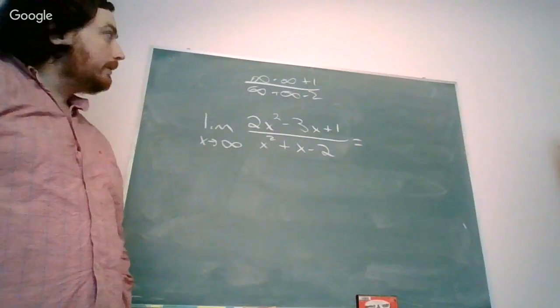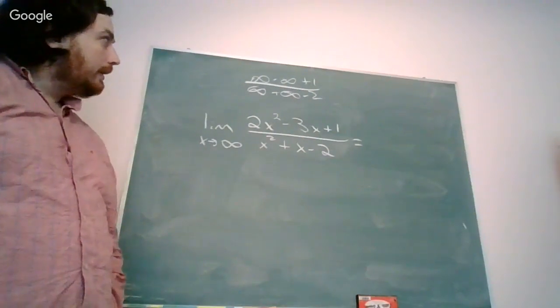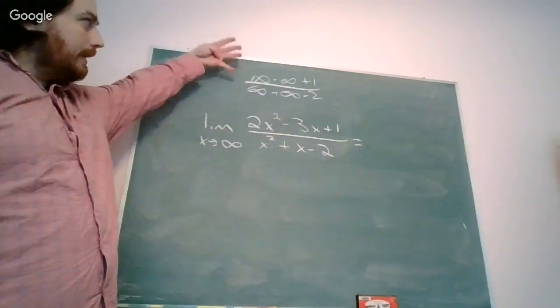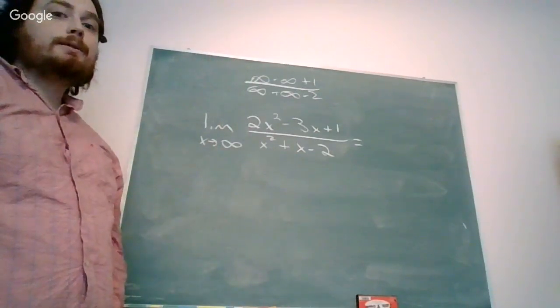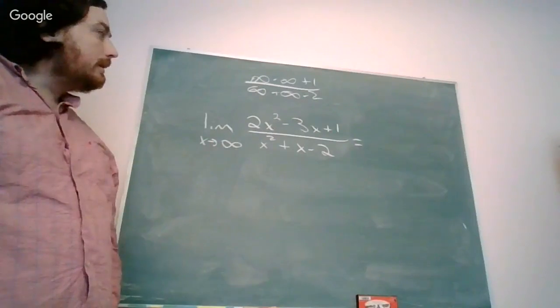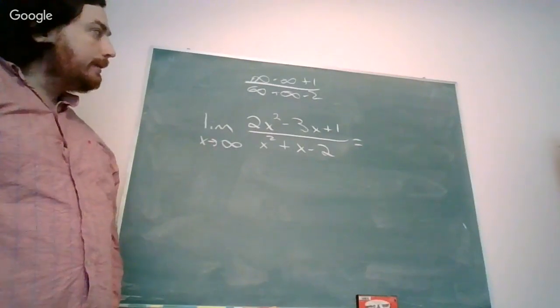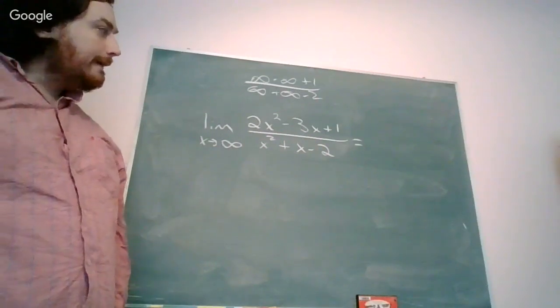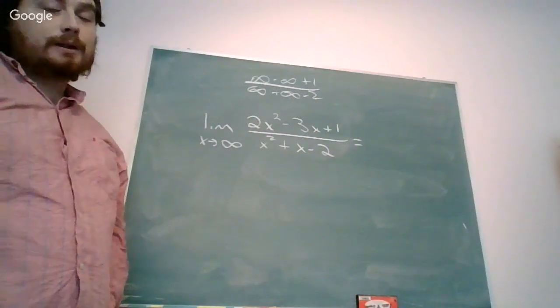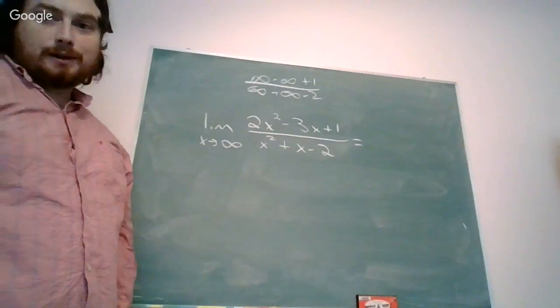If I follow this through, though, I get a lot of stuff going on, and it's basically just going to become an infinity over infinity. And so what we can do is use L'Hopital's rule here. We would get 4x minus 3 over 2x plus 1, and then we would get infinity over infinity again, and we could use L'Hopital's rule again.